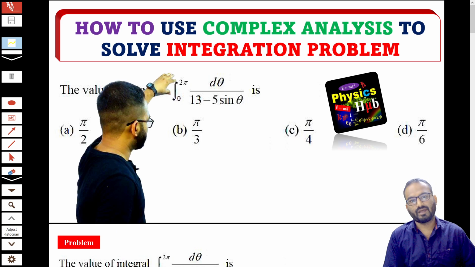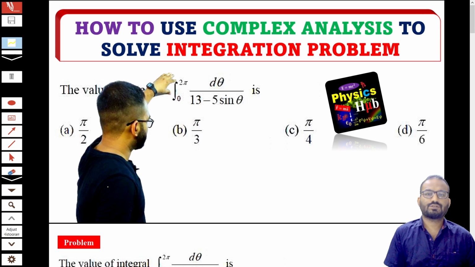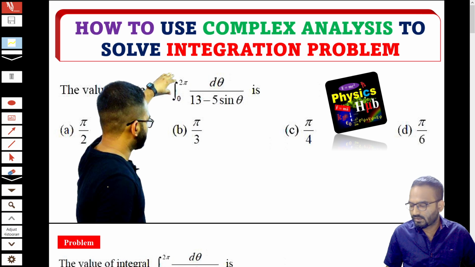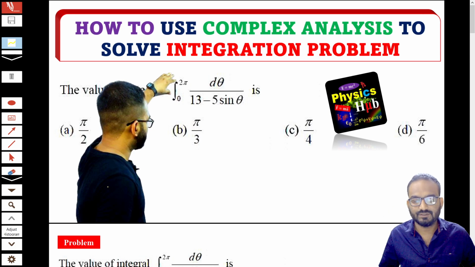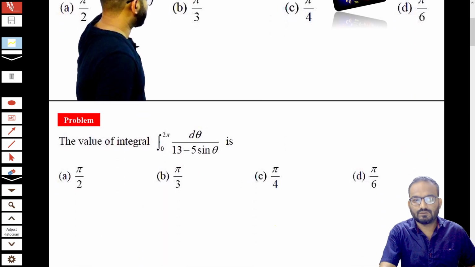So guys, here we have a problem: how to use complex analysis to solve an integration problem. So we are going to solve a sample integration. I think most of you have solved this kind of integration, but I will tell you the procedure, and after that you'll be able to do it by yourself. So let's look at this integration.